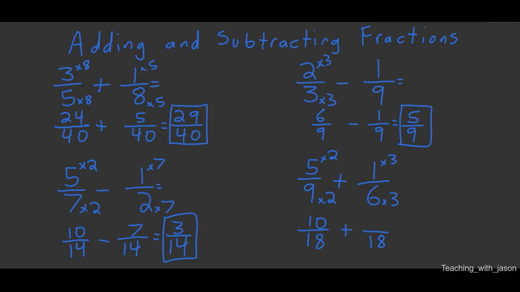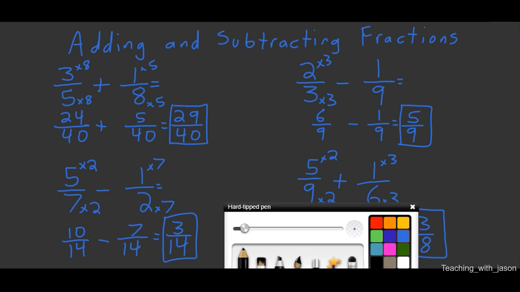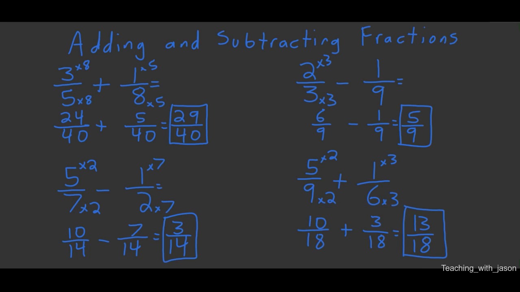5 times 2 gives me 10. 1 times 3 gives me 3. And I end up with 13/18. Now, I am going to show you something else. I'm going to erase a couple of these answers because you may have had a different denominator. So if you didn't see the shortcuts, so for instance with question 2, if you didn't see the shortcuts, you can still get it correct.